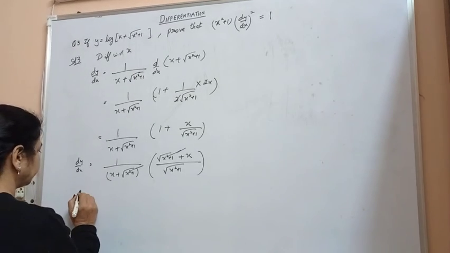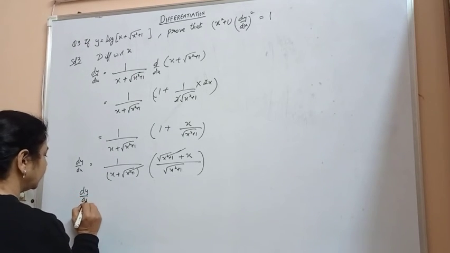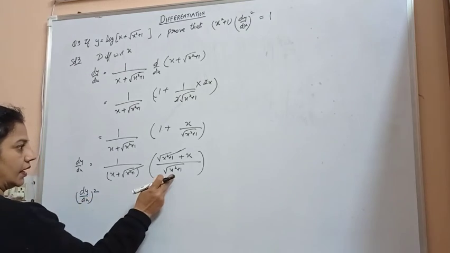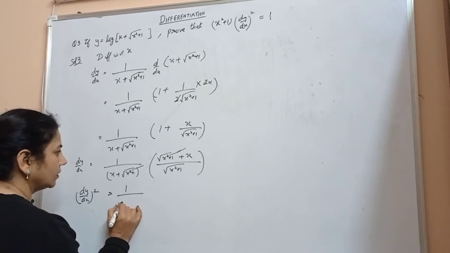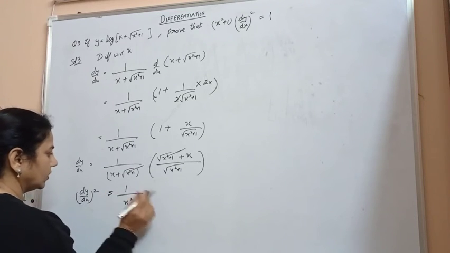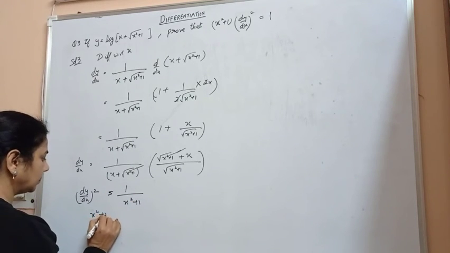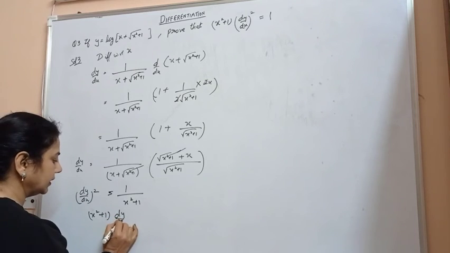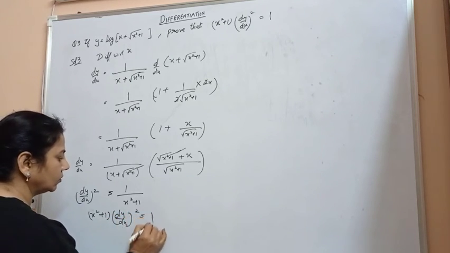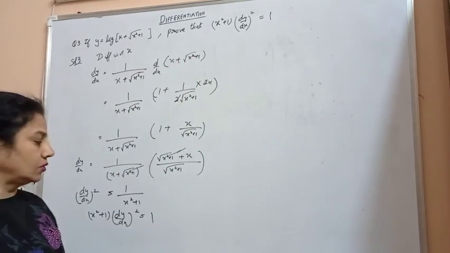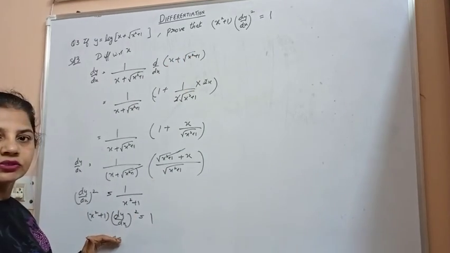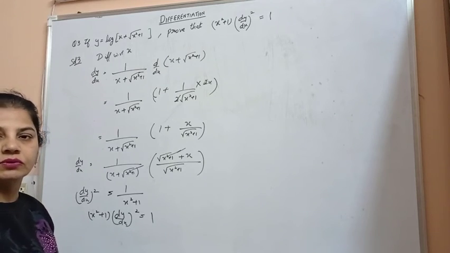Squaring both sides, dy by dx whole square and under root 1 x square plus 1. On squaring I will get x square plus 1. Cross multiply: x square plus 1 dy by dx whole square is equal to 1. This is what I have to prove, that x square plus 1 dy by dx whole square is equal to 1. And we get the result as x square plus 1 dy by dx whole square is equal to 1.